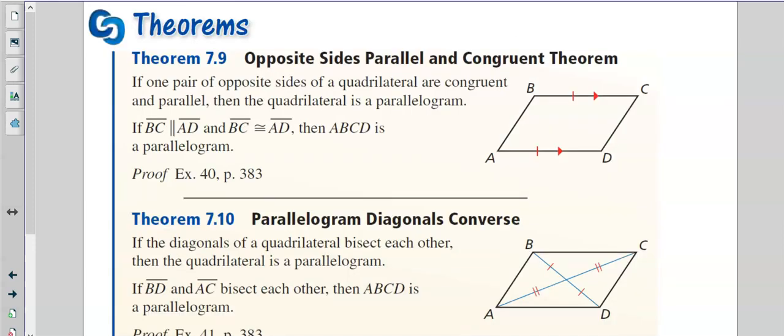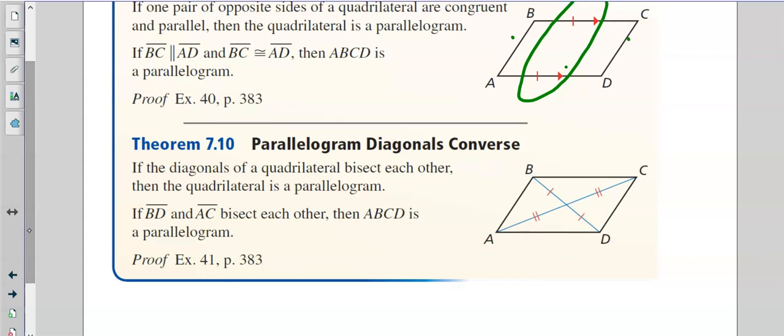All right, more theorems. Opposite sides parallel and congruent theorem. If one pair of opposite sides are congruent and parallel, then the quadrilateral is a parallelogram. So before we said they both had to be parallel or they both had to be, two pairs of equal. But what it's saying is if one pair of them is both parallel and congruent, then we're fine. We know the quadrilateral is a parallelogram.